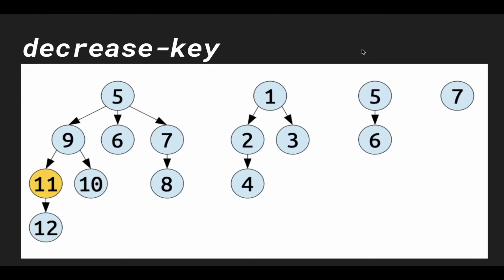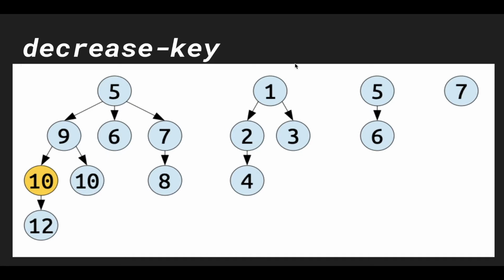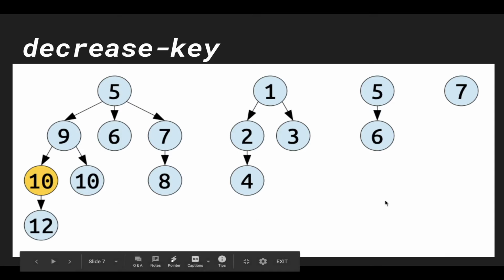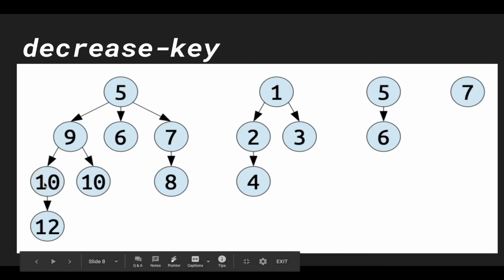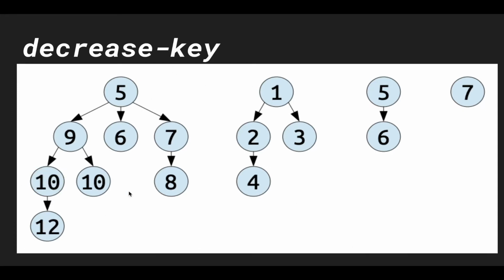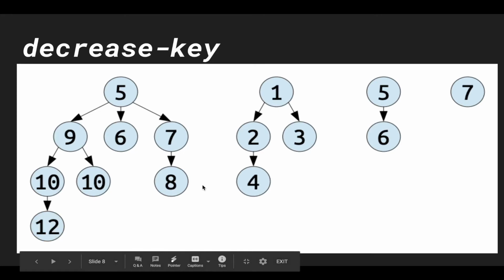Let's say we wanted to decrease this node right here, 11. And we decrease it to 10. We don't have to do any swimming up because our heap invariant is not violated. 10 is still greater than 9, and this is a minimum binomial heap. So we're just going to decrease 11 to 10, and then now our binomial heap is still in a valid state. Every node is less than or equal to its children.